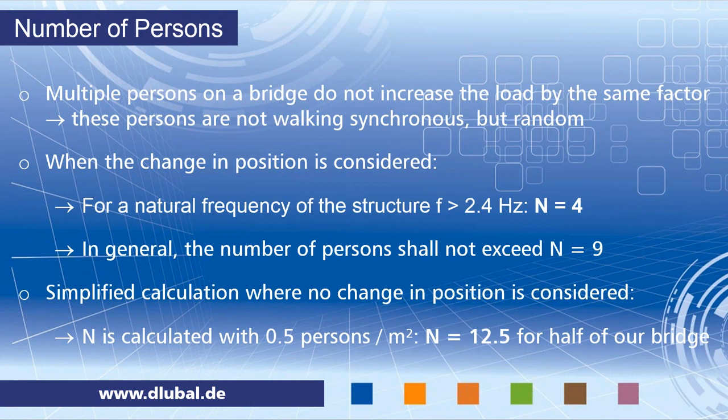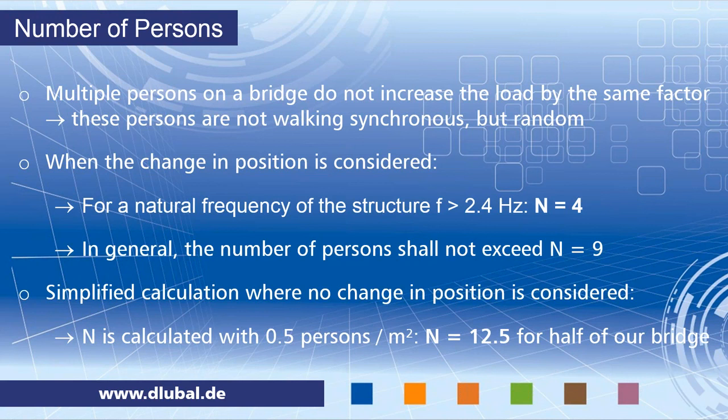Then you have to think about how many persons are actually on the bridge. If there are too many persons on the bridge, then you don't consider a dynamic problem anymore. If you think about a stream of pedestrians or a crowd, then this is not dynamic. These persons are not walking or running anymore, they are moving slowly, statically. We want to consider the dynamic case, and you find several assumptions in different standards.